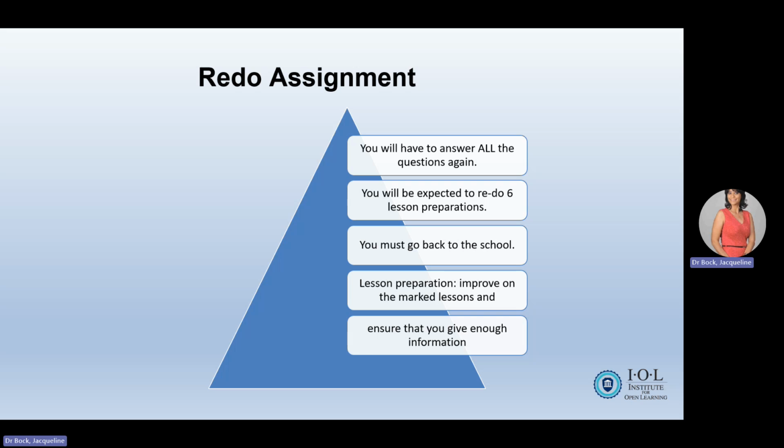We have a component. It depends on what you fail. If you fail your presentation, you go back. If you fail your assignment, you will have to complete that assignment that you failed. Otherwise, you cannot continue to the next phase.